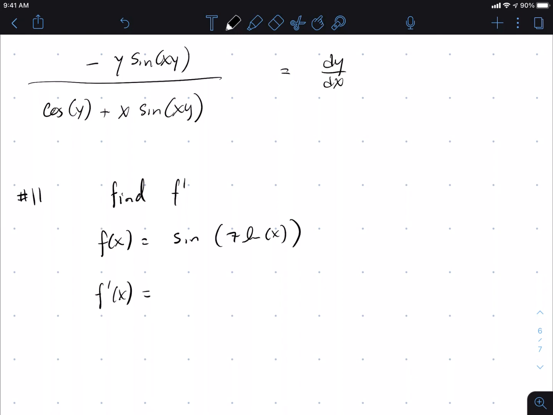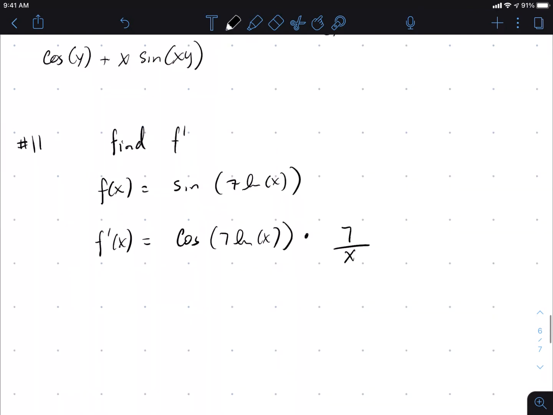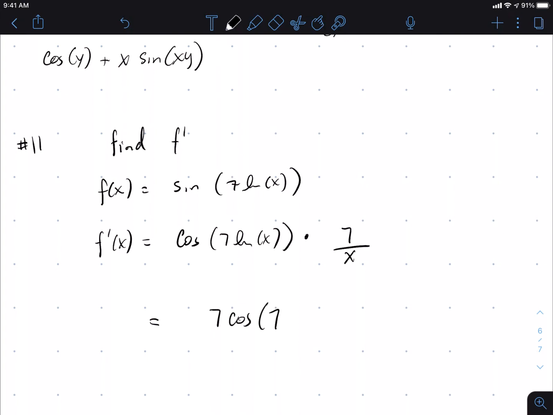So the outside derivative first, correct? So we have to have cosine of 7 ln of x, and then we need to take the derivative of the inside. So the derivative inside is going to be 7 over x. So that yields 7 cosine 7 ln of x over x.